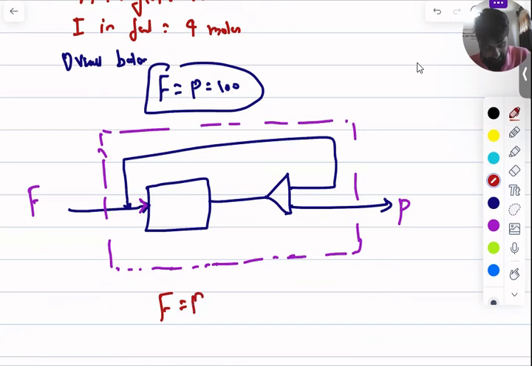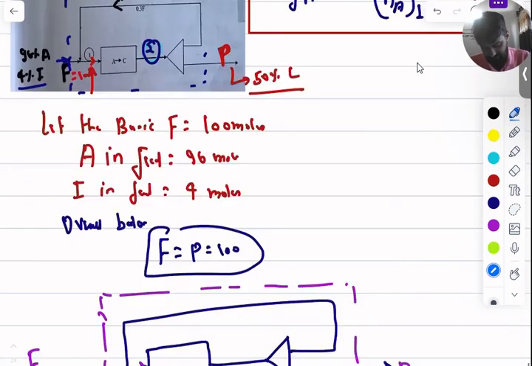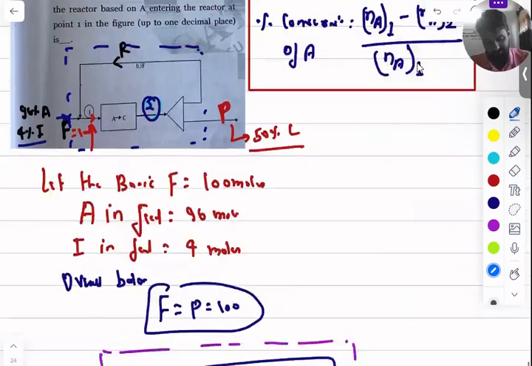So in the product stream, you see that C is 50%. That means P is 100, so the number of moles of C will be equal to 50 moles. Is that clear? We get to know these things. And one more thing is that the fresh feed of the reactor contains 96 mole percent of reactant A and 4 mole percent of inert at the inlet. Okay, so C we get to know.